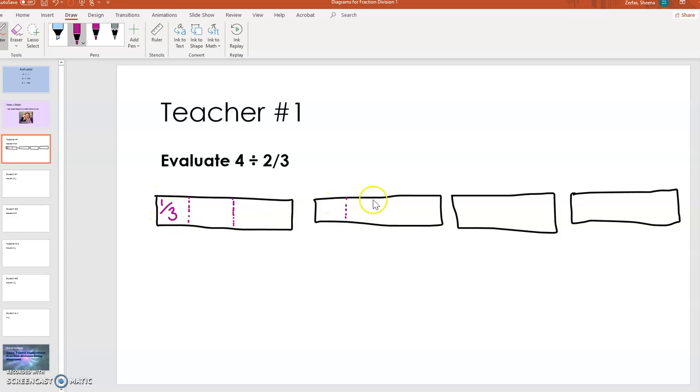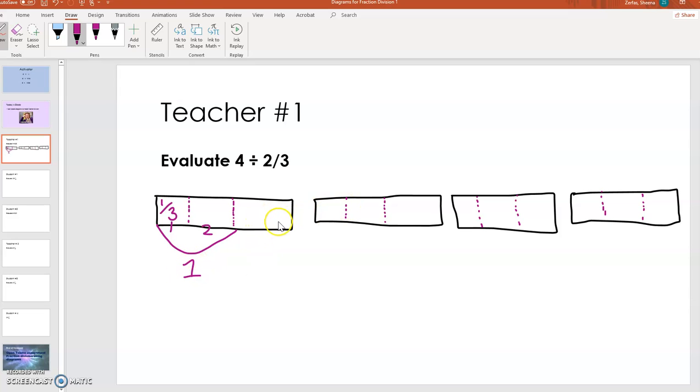And I'm going to do that in all of my whole boxes. So now each whole is divided into thirds. So now I'm going to count out groups of 2/3. So we know the first one is 1/3, so this would be 1/3, 2/3, which makes this our first group.